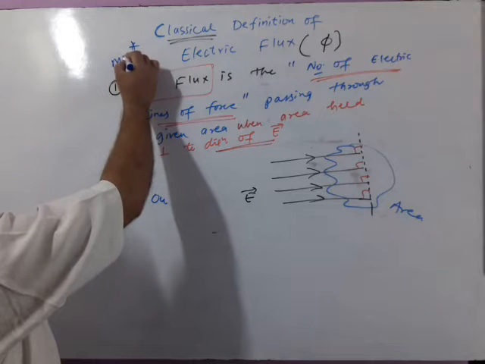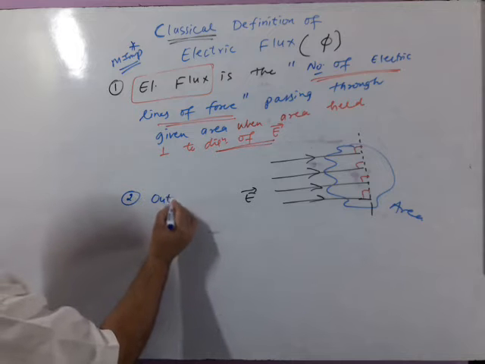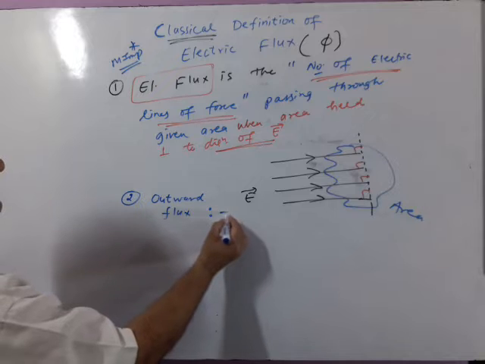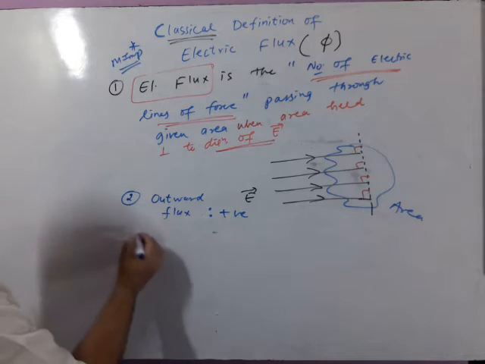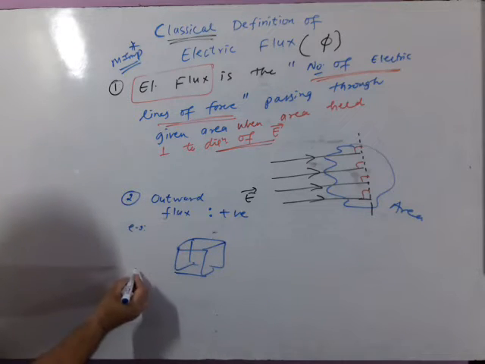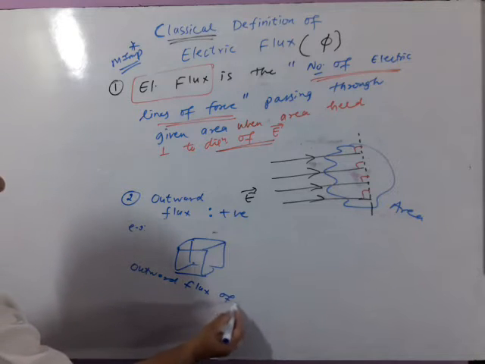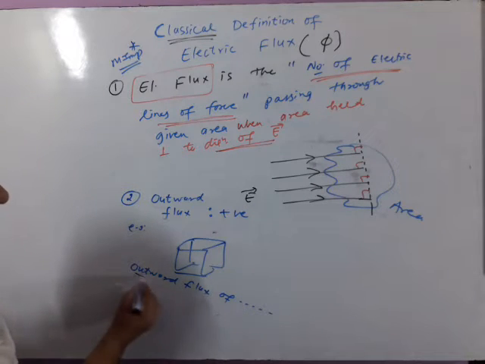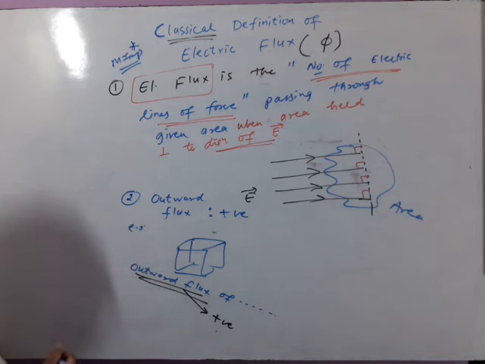Point number 2, classically, outward flux: this is the most important concept, and will be used in numericals. Outward flux, if it is written in some numerical, is taken as positive. For example, if you are told in a numerical that out of a cube there is this much outward flux, then because it is outward flux, you will take this flux as positive.